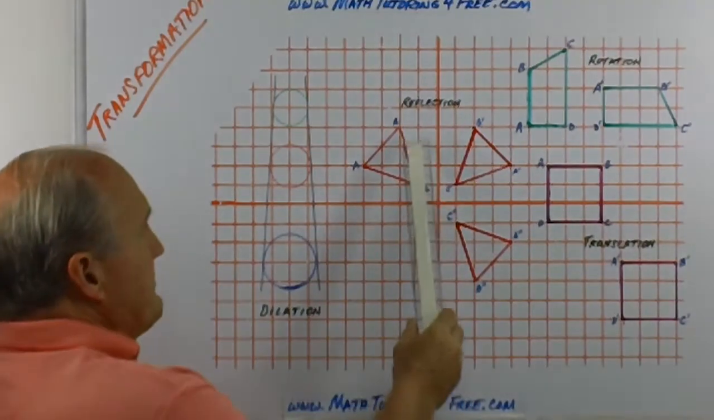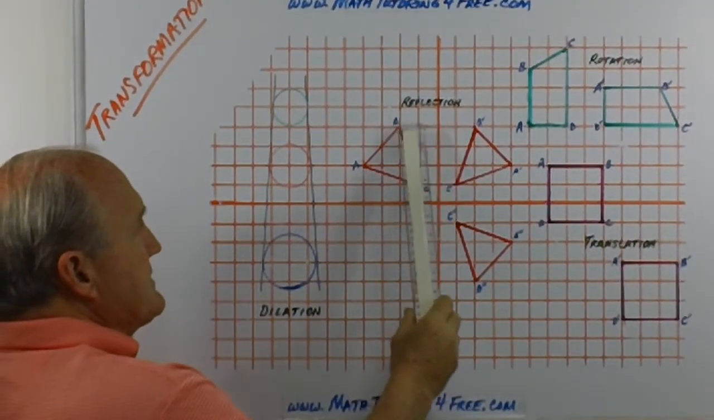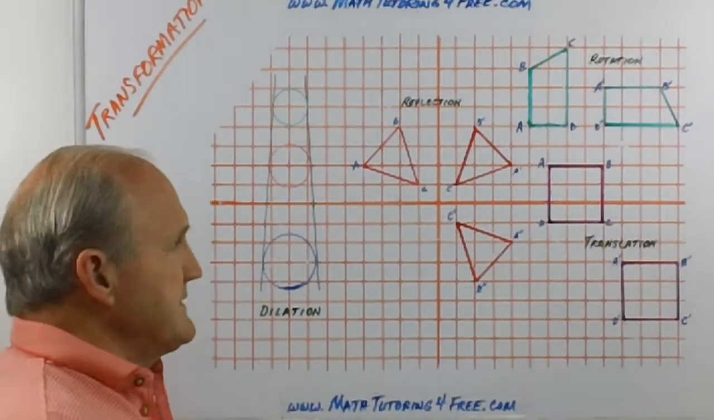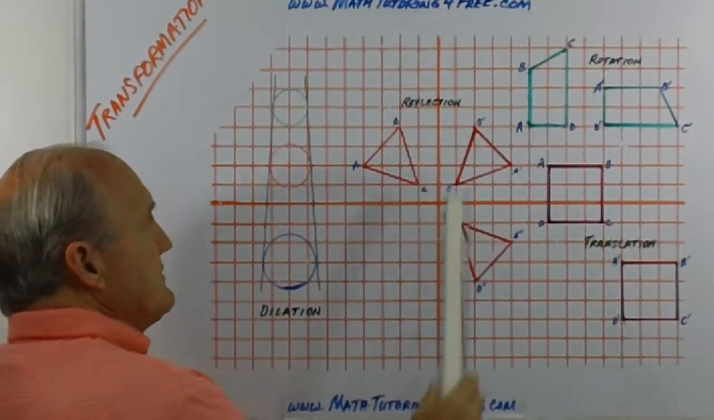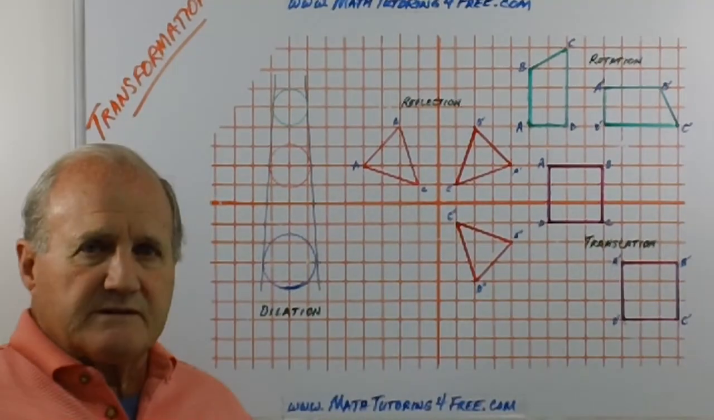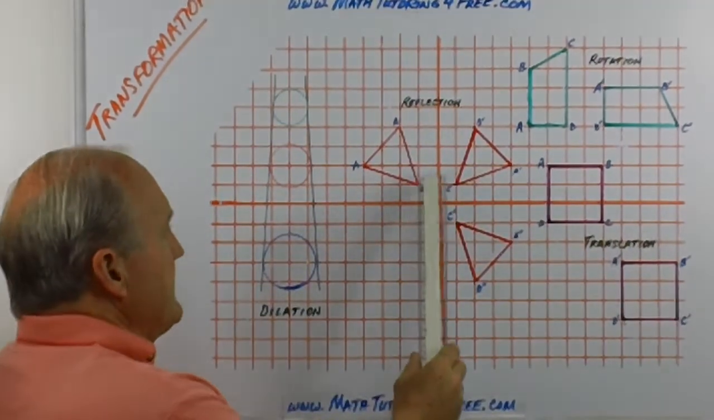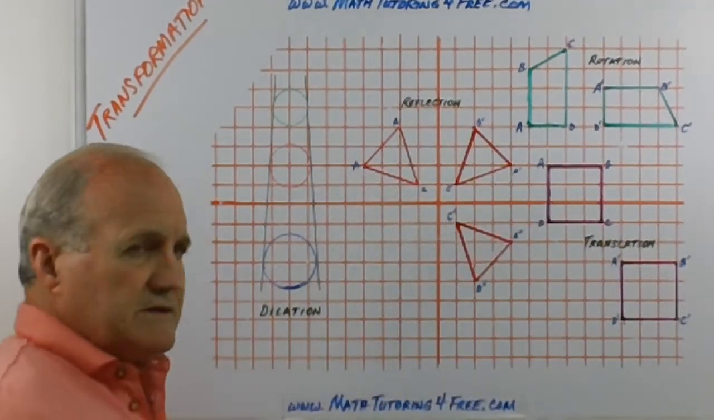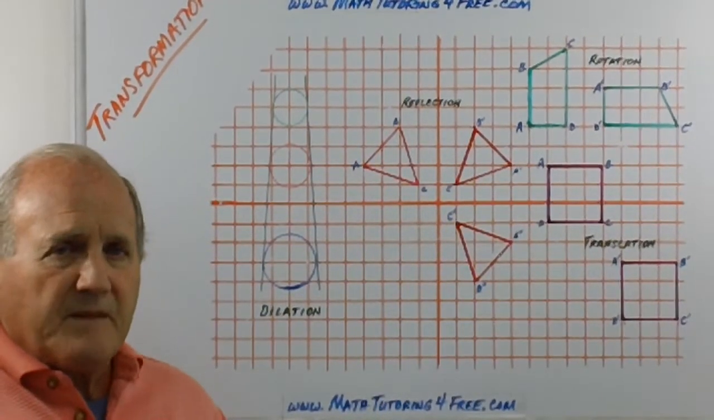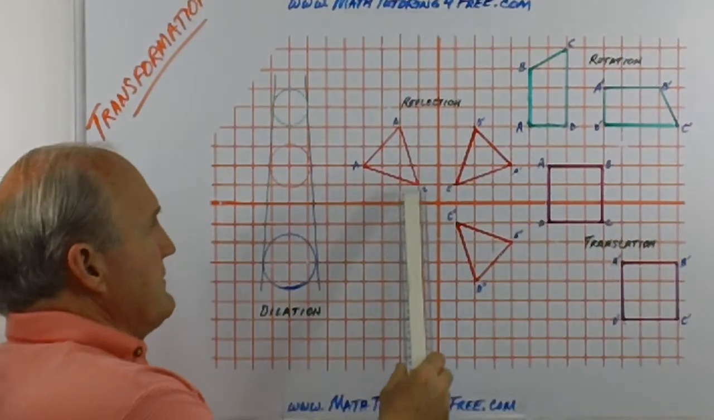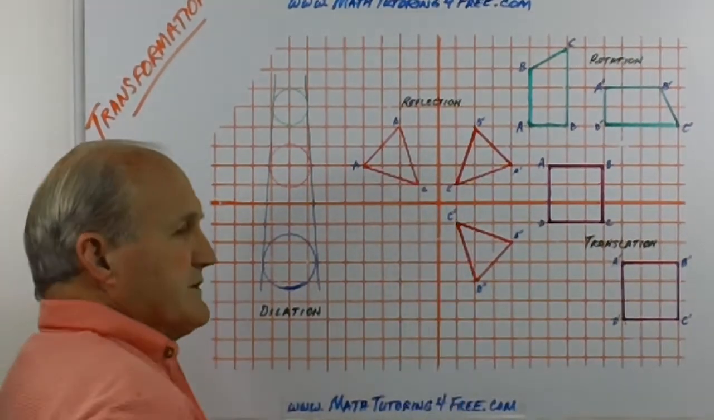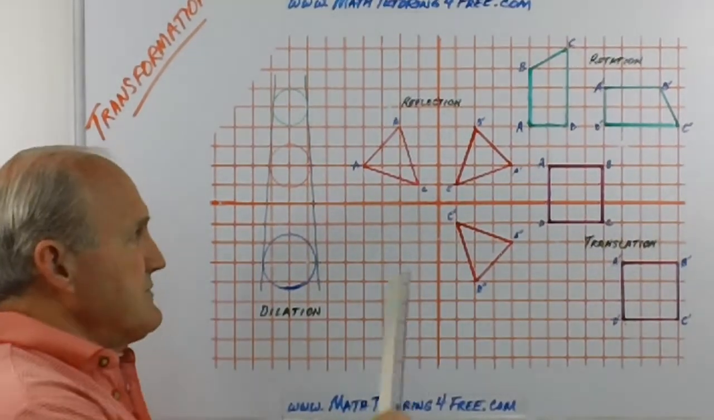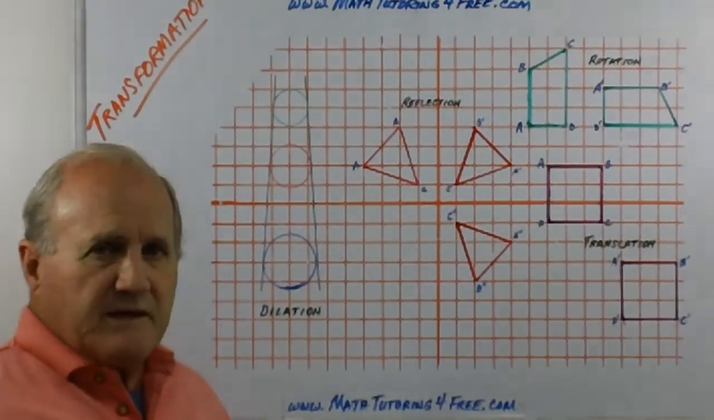The same way with B. B is two positions to the left of the y-axis. We reflect around the y-axis, it will be two positions to the right of the y-axis. In the case of A, it's 1, 2, 3, 4, so it's going to be four positions to the right. Now also recognize when we have two figures like this, they're identical in size, they're just reflected.